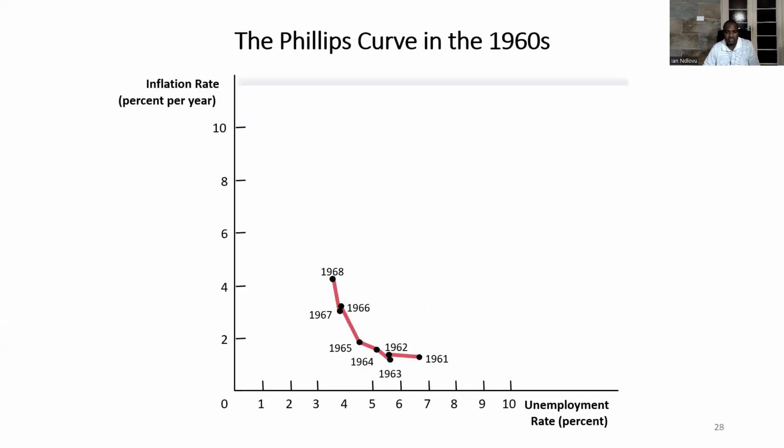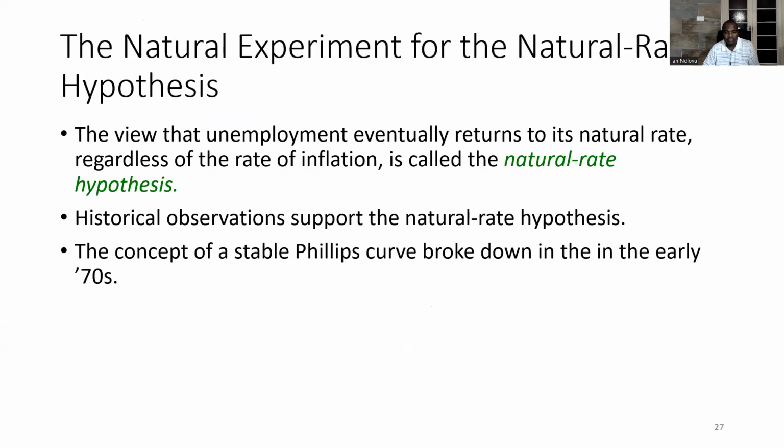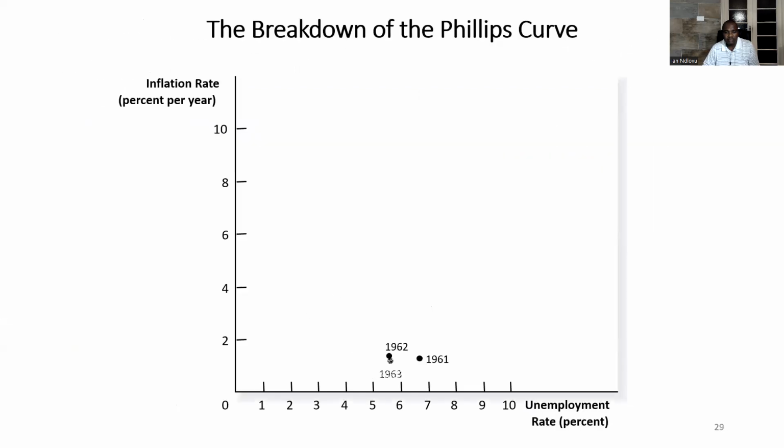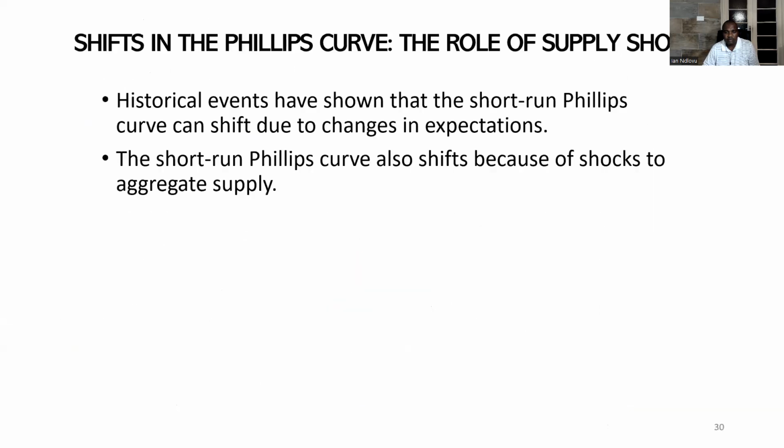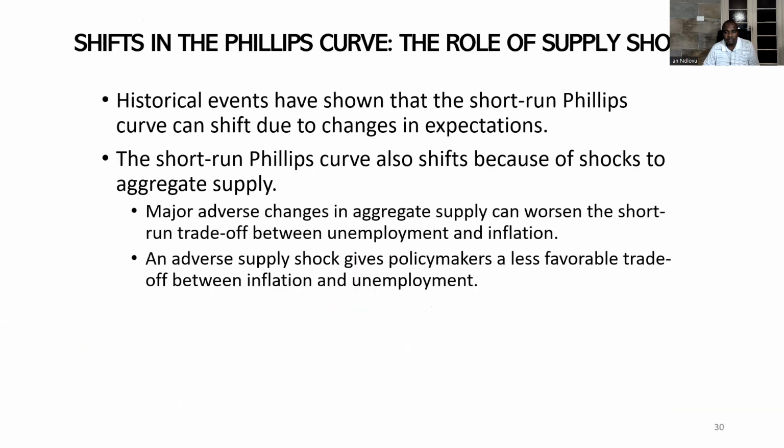So what follows are just case study information, which you can easily verify from the internet. I don't need to dwell on this. We've covered the key basics. So historic events have shown that the short-run Phillips curve can shift due to changes in expectations. So the recurrent theme is that expectations are able to impact the behavior of your short-run Phillips curve.